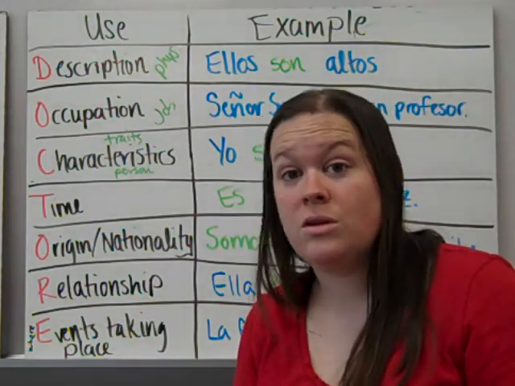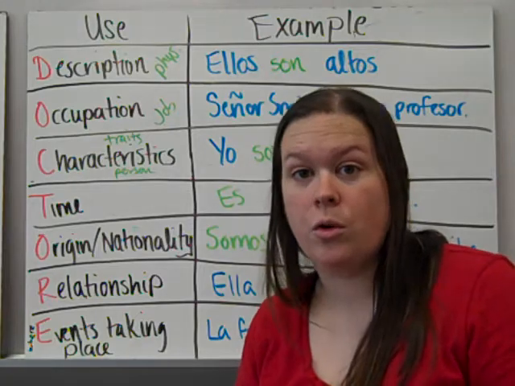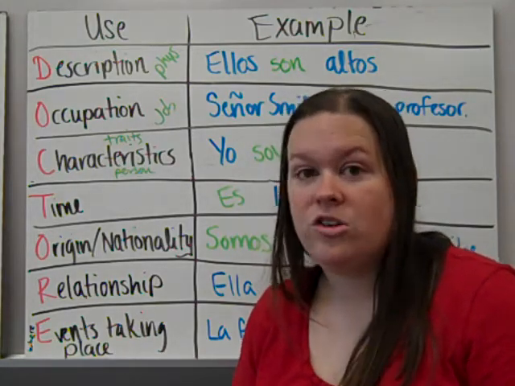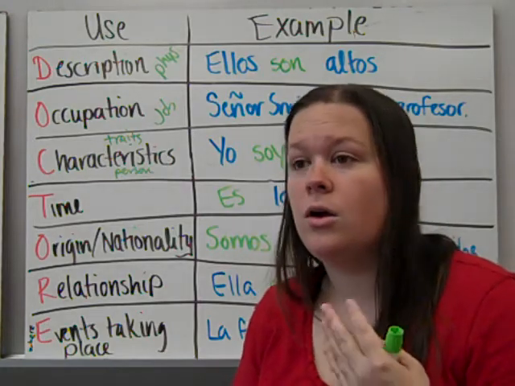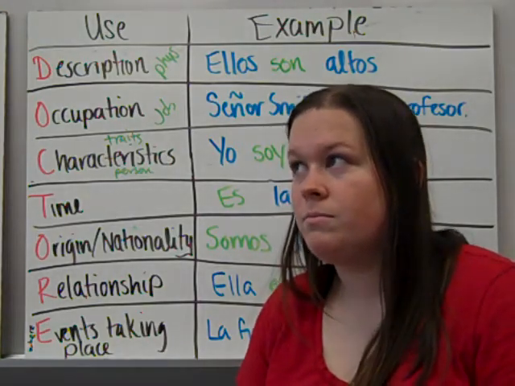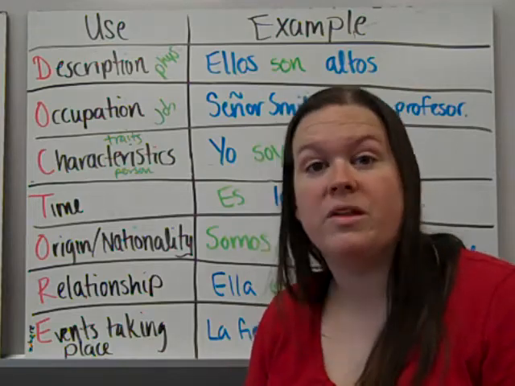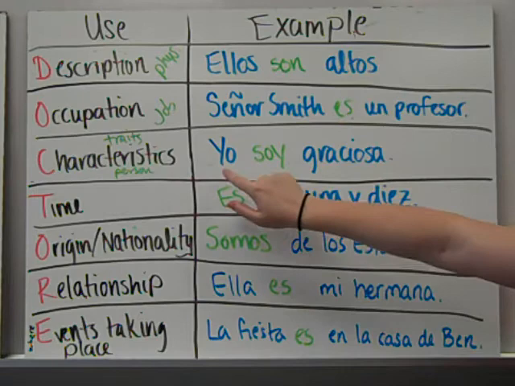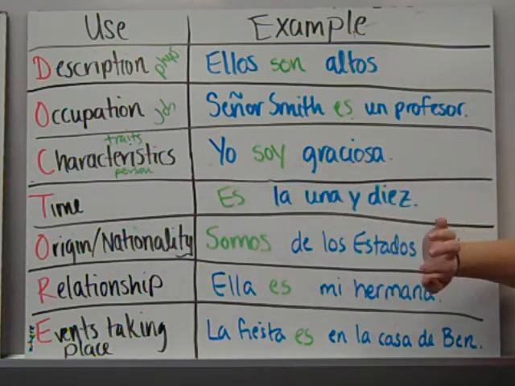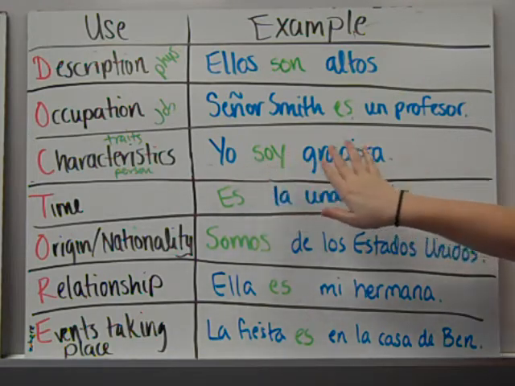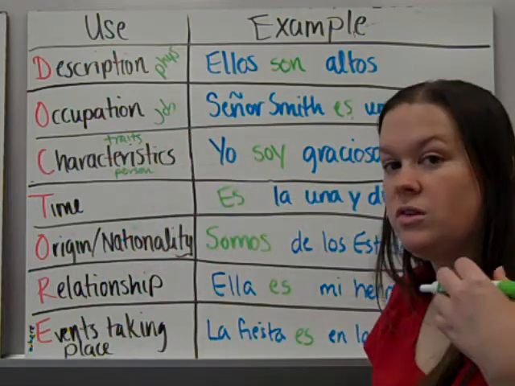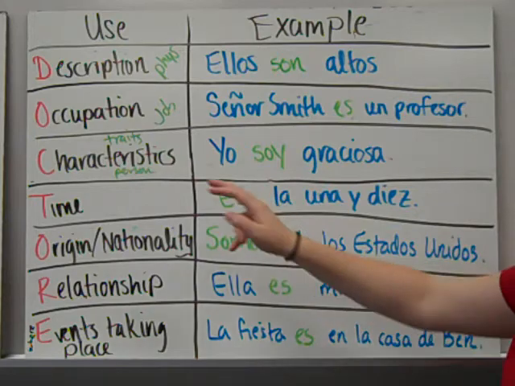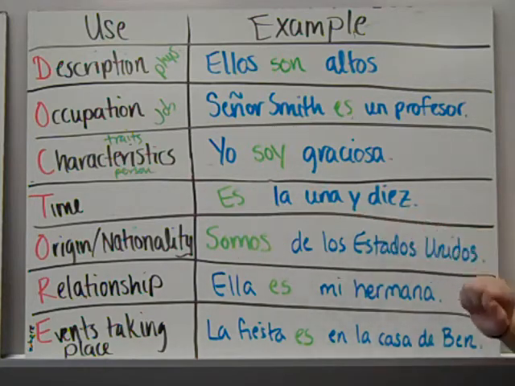Now you being a student does kind of count as your job or your occupation. If you have a job, maybe you are a waitress or a teller or like a cashier, something like that too, that can also be your occupation or job. Characteristics, yo soy graciosa, I am funny or comical. Again, you're describing that person's personality, their characteristic traits. Time, es la 1:10, 1:10.